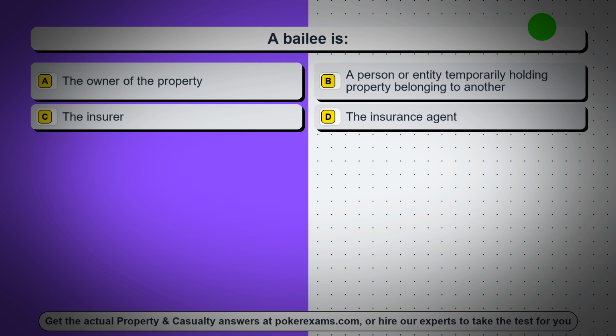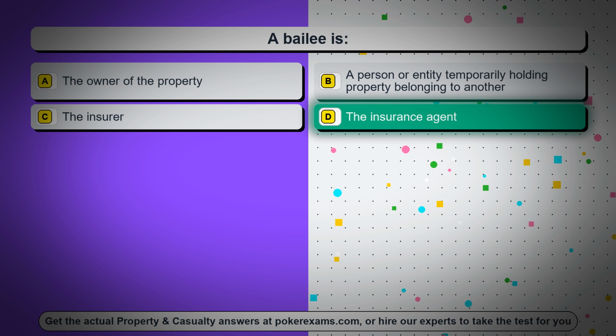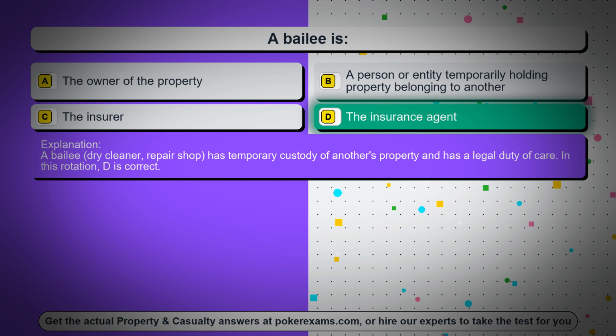Question 30. A bailee is. Option A, the owner of the property. Option B, a person or entity temporarily holding property belonging to another. Option C, the insurer. Option D, the insurance agent. The correct answer is option D, the insurance agent. A bailee, dry cleaner, repair shop, has temporary custody of another's property and has a legal duty of care. In this rotation, D is correct.